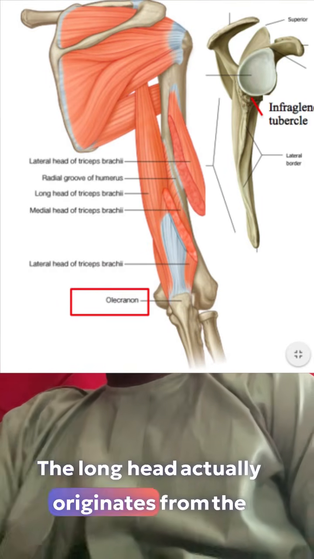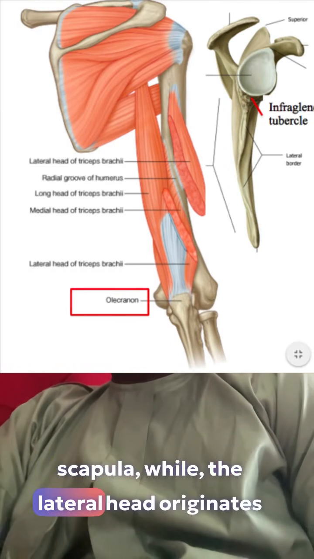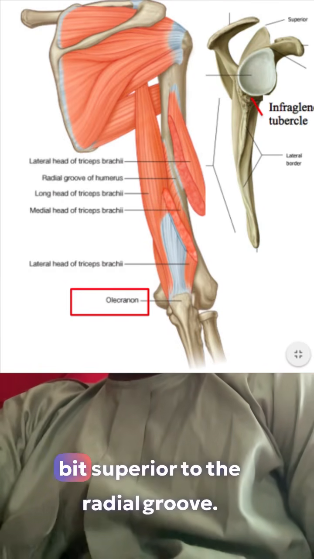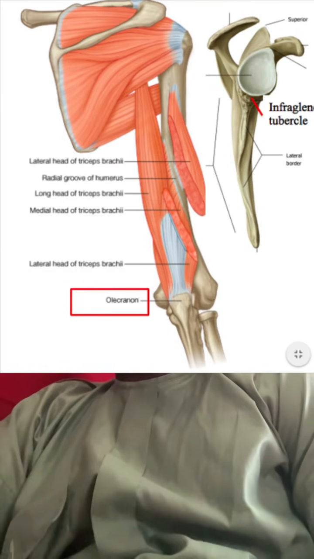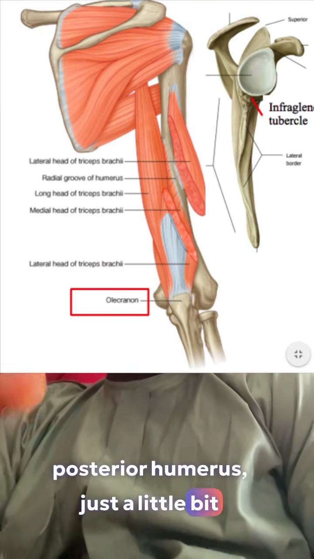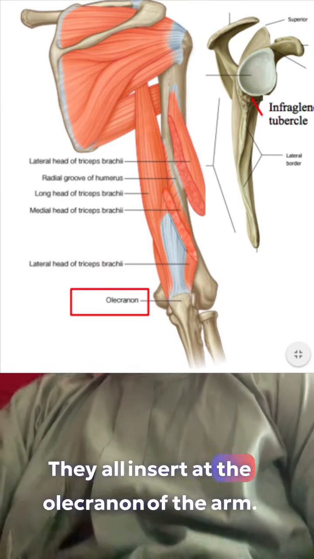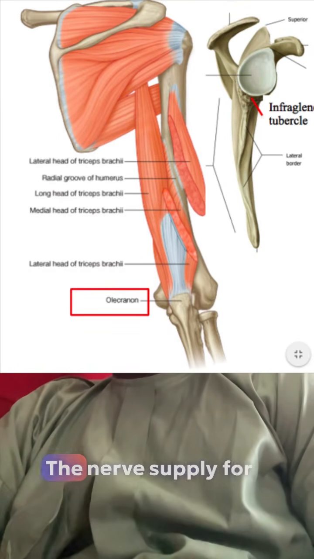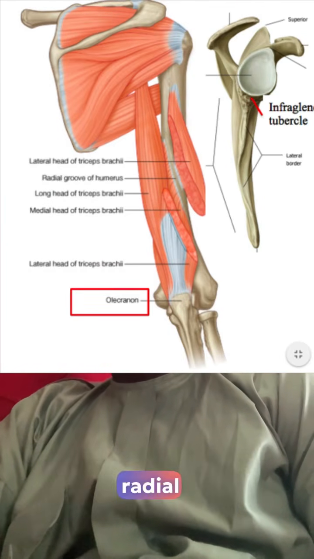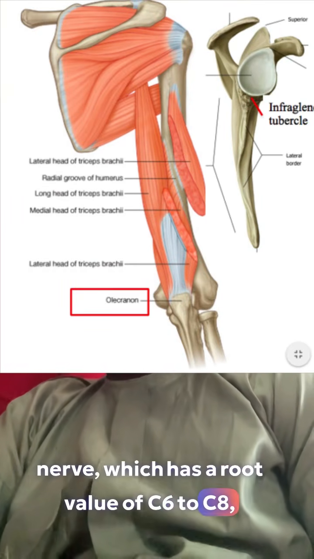The long head originates from the infraglenoid tubercle of the scapula, while the lateral head originates from the posterior humerus, a bit superior to the radial groove. The medial head is from the posterior humerus, just a little bit inferior to the radial groove. They all insert at the olecranon of the ulna. The nerve supply for this muscle is the radial nerve, which has a root value of C6 to C8.